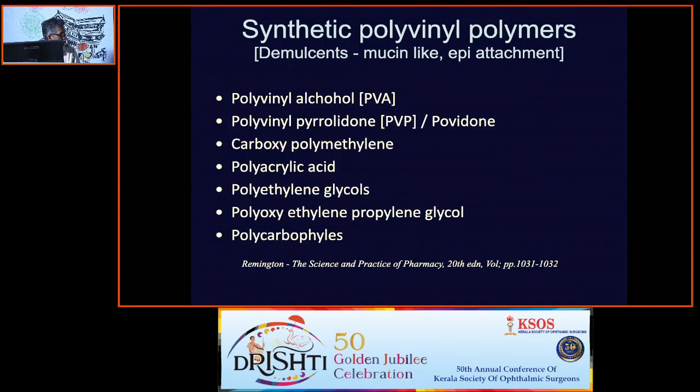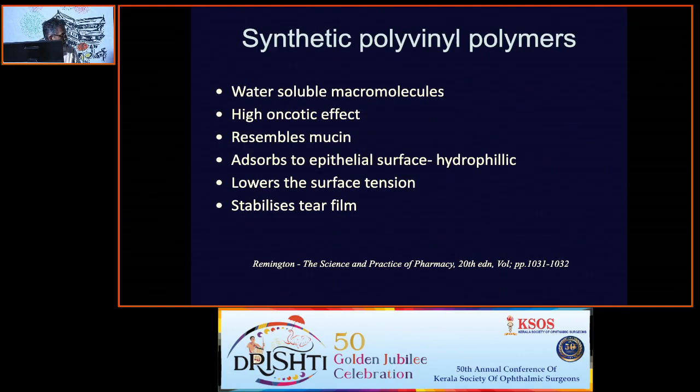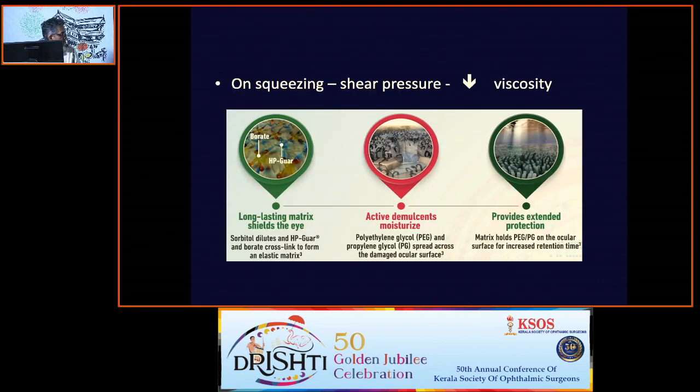It works like mucin. It attaches to the epithelium and basically makes the surface smoother. That is the polyvinyl alcohol, povidone, and polyethylene glycols and all that. So it lowers the surface tension, and that's how it stabilizes the tear film.